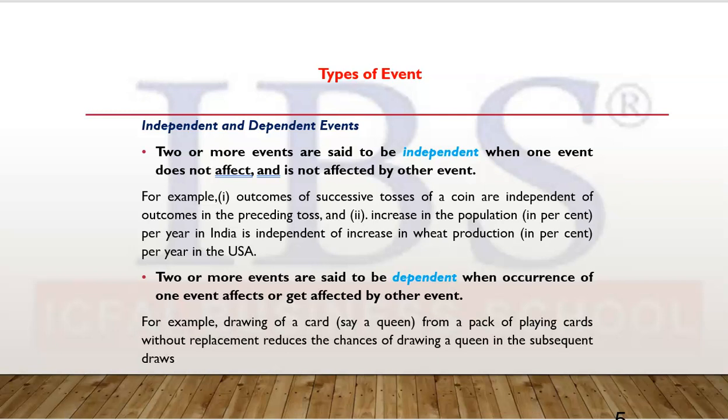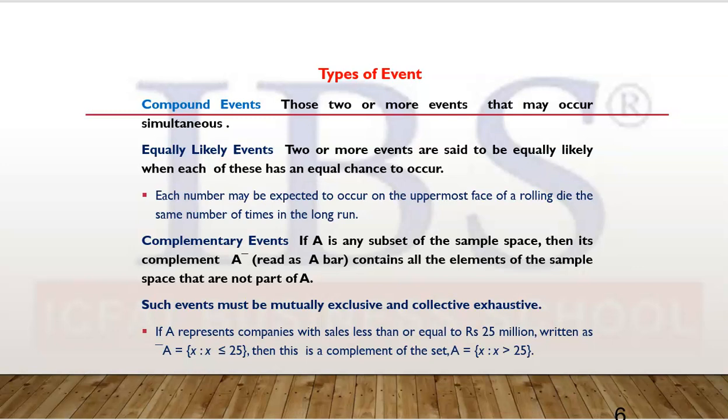So moving on further, compound events are two or more events that can occur simultaneously. The events which can occur together are called compound events. Equally likely events are those events which have the same probability of occurrence, an equal chance of occurrence. Suppose from 5 students you randomly choose one student, then the chance of selection of each student is 1 by 5, 1 by 5. These are equally likely events.